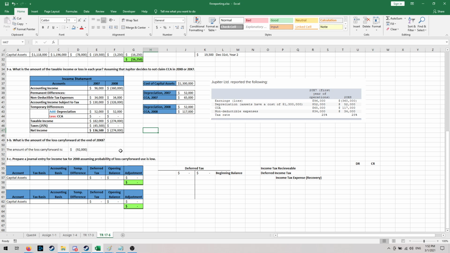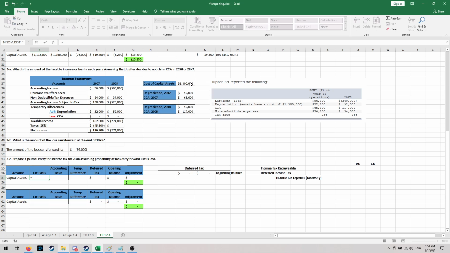Now, here's sort of where it gets confusing. The temporary differences for our capital assets in 2007, basically, the best way that I can put this is the question literally is lying to you. We actually did take CCA in 2007, and we're going to set this up exactly the same way as before. So even though it says we didn't take any CCA in 2007, we actually did take it.